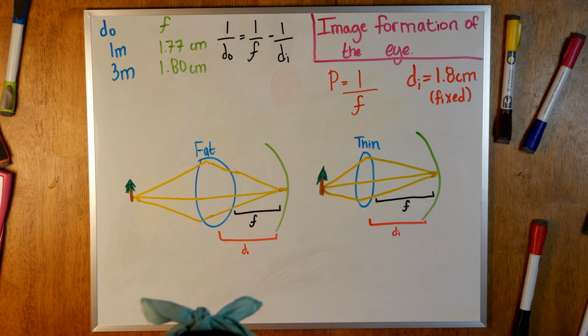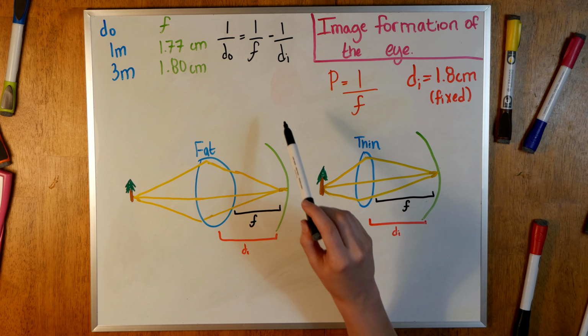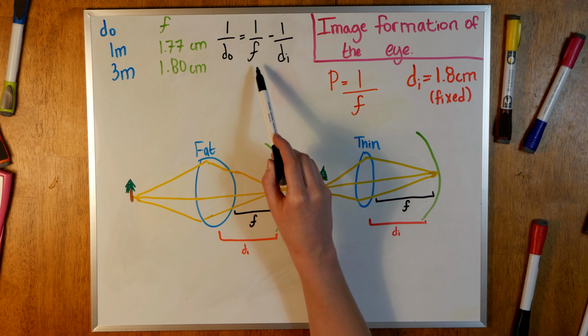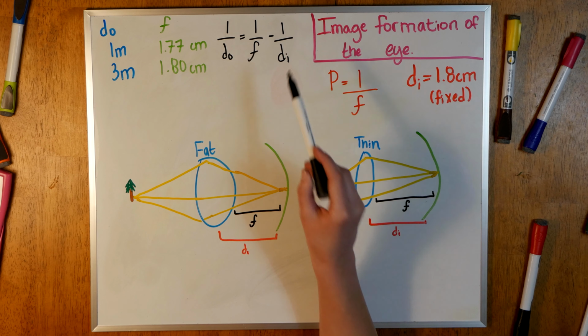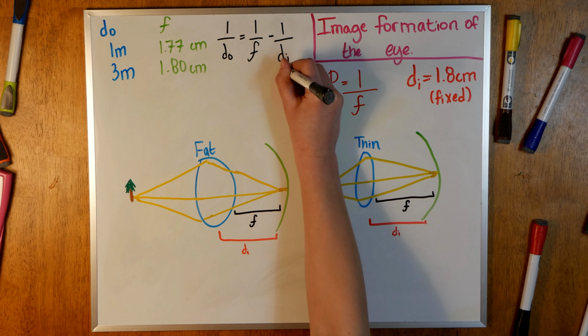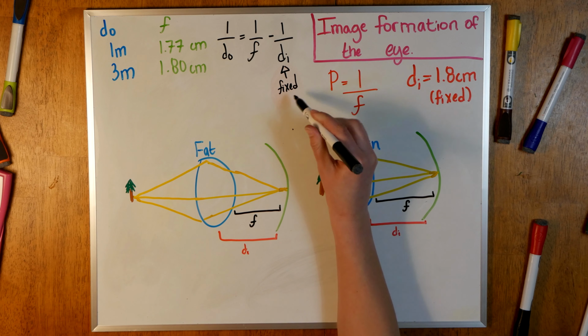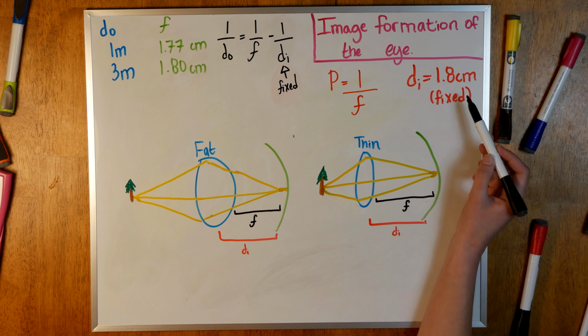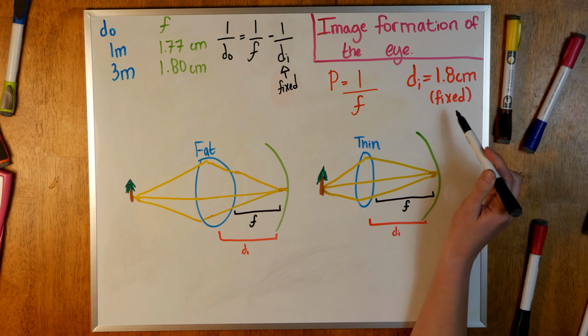So now we're going to talk about the physics of accommodation. Accommodation means trying to see things that are farther or closer to you. So I've rearranged our classical formula here, where we have 1 over do equals 1 over the focal length minus 1 over di. So remember, the distance of the image is fixed. It cannot change. And I have that distance of the image right here. It's always about 1.8 centimeters. Every eye is different, but that's about what it is.